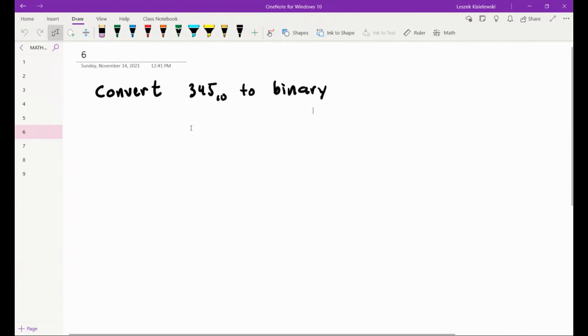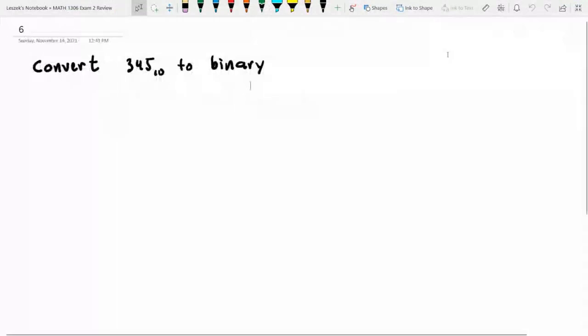Okay. So I guess next we need to work with integers in various bases. So if we're given a number in decimal and we need to convert to a different base system, let's say binary for now, I'm assuming you're allowed a calculator.